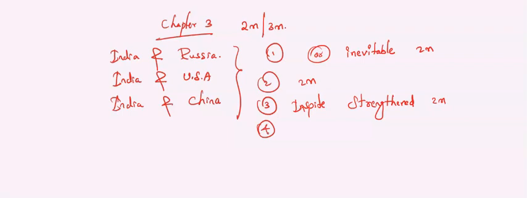Next question, very very important, make a note. India and USA are two democratic countries. Explain the mutual cooperation that exists between both the countries. Next question, very important: Explain the relationship between India and Russia.